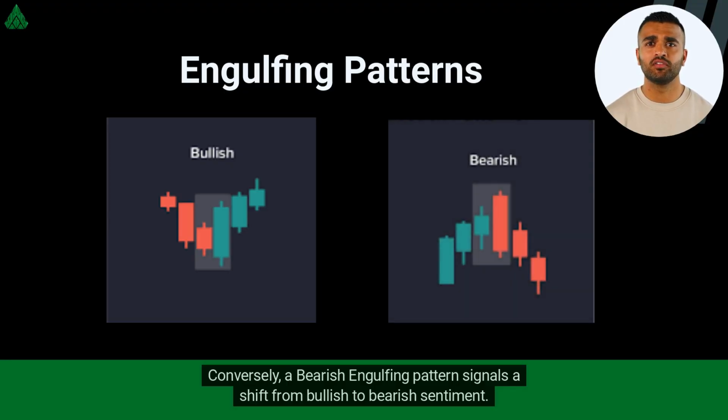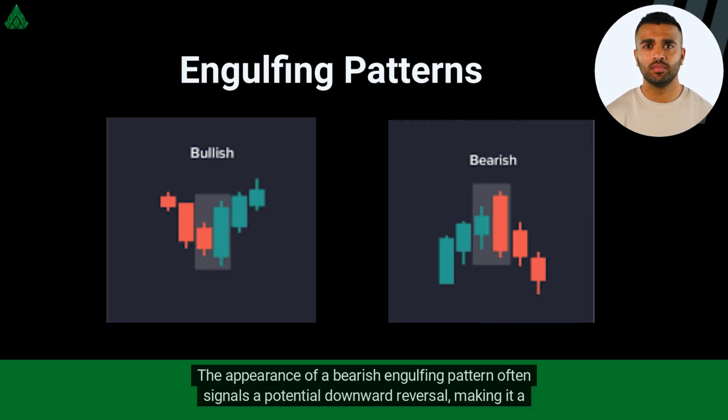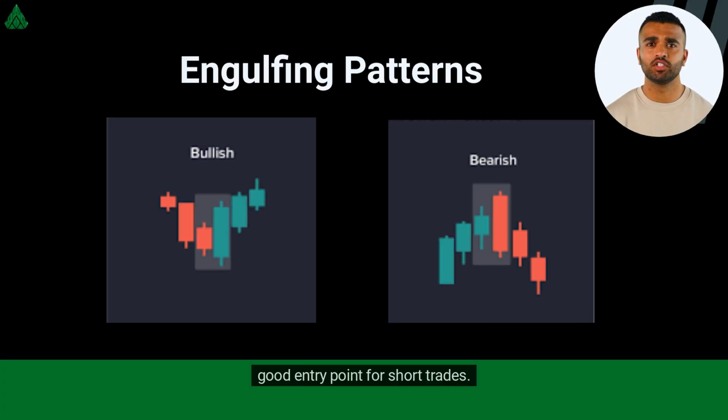Conversely, a bearish engulfing pattern signals a shift from bullish to bearish sentiment. It occurs when a small bullish candlestick is followed by a larger bearish candlestick. The appearance of a bearish engulfing pattern often signals a potential downward reversal, making it a good entry point for short trades.